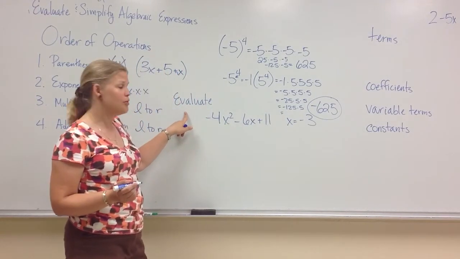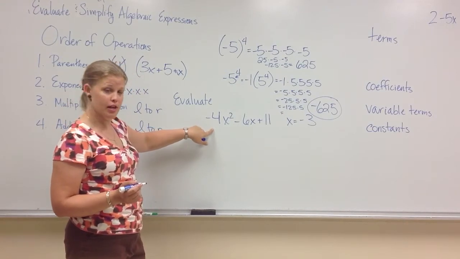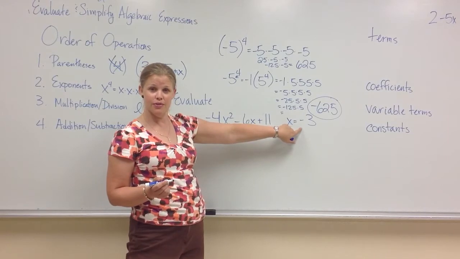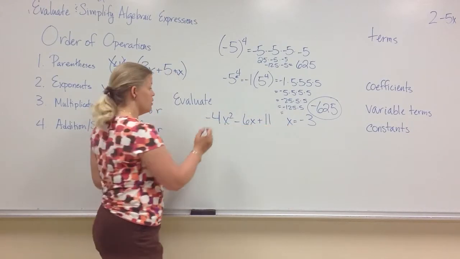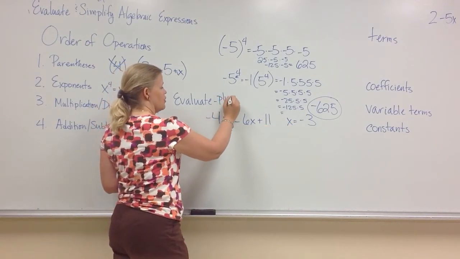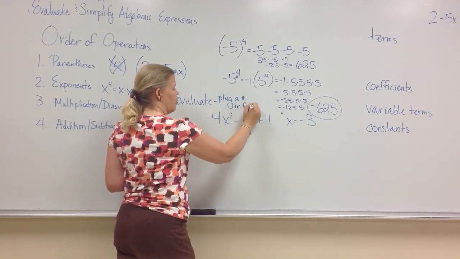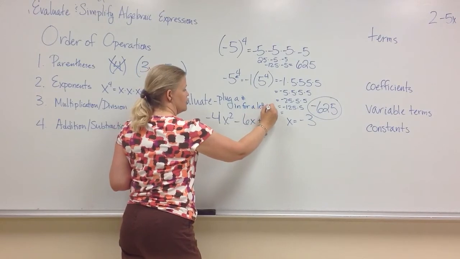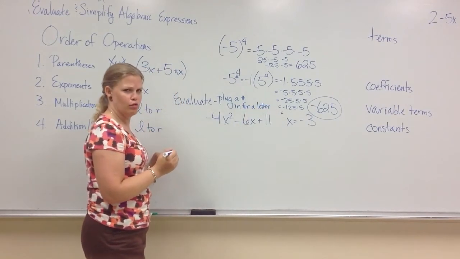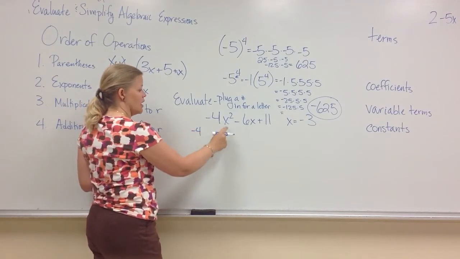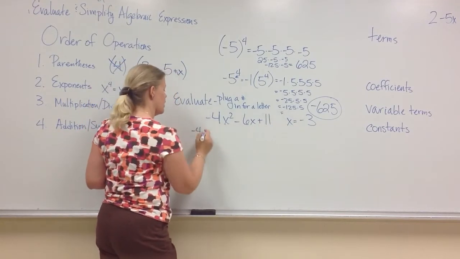It's called evaluate this expression, negative 4x squared minus 6x plus 11, when x is negative 3. You know what? Evaluate is just a fancy name for saying plug a number in for a letter. And if you say it real grunt like, you sound like a caveman. Plug number in for a letter. Okay, so that's what we're going to do. Instead of writing x, we're going to write negative 3.